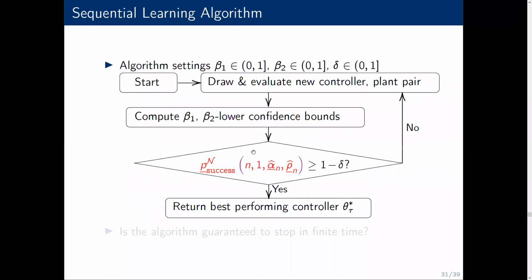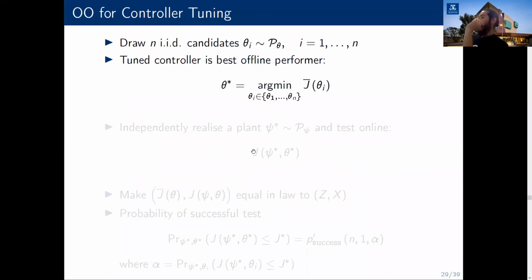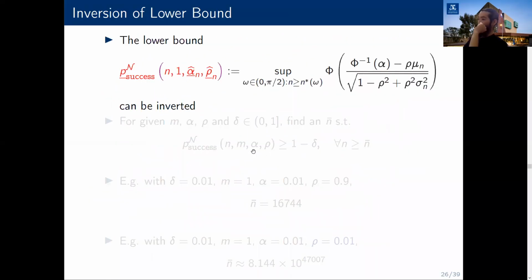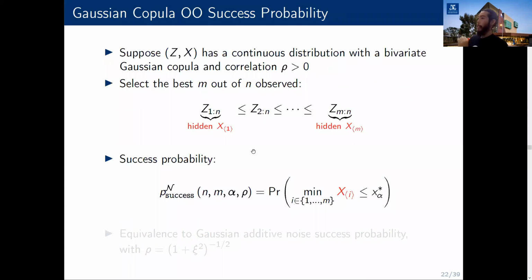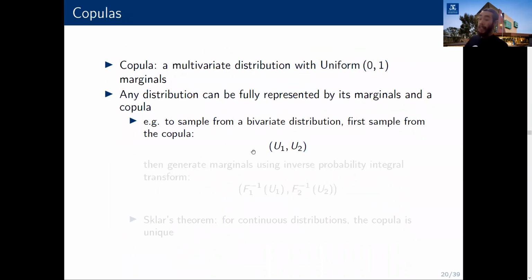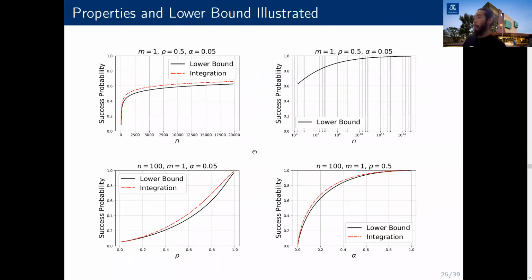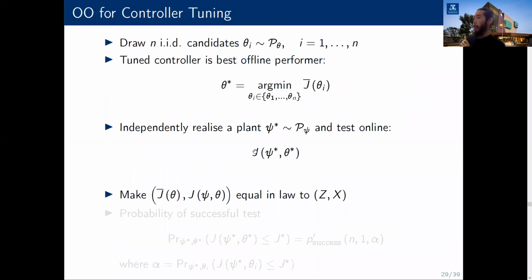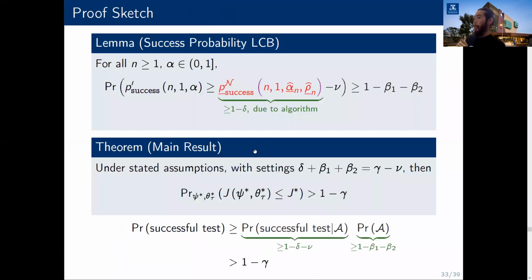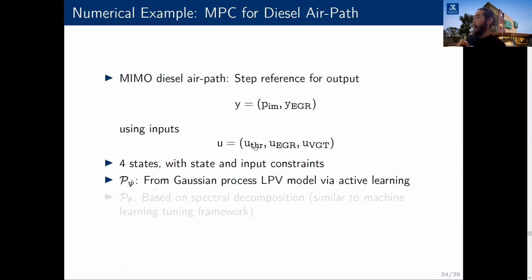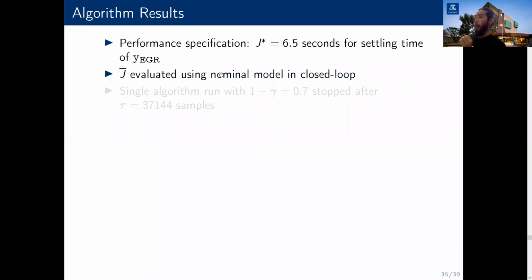Yes, that could be an example of a J bar, but it's not that restrictive, it's more general than that. An example of a J bar could be obtained from machine learning. But in the numerical example I showed, the J bar was just the settling time with the nominal model in closed loop.